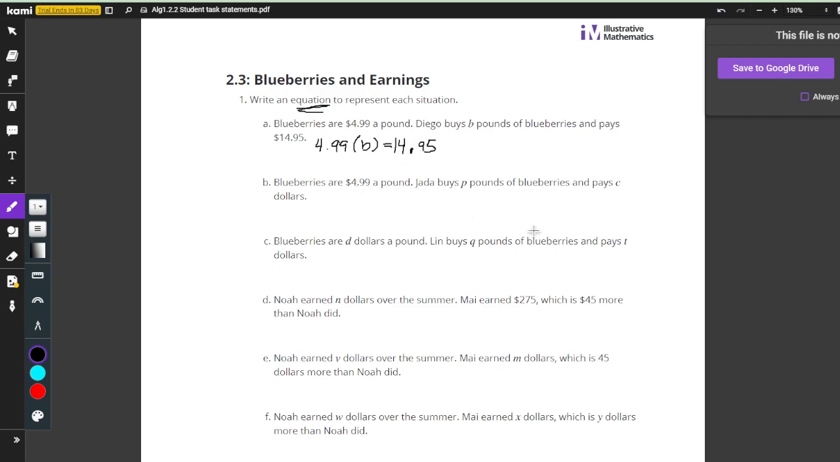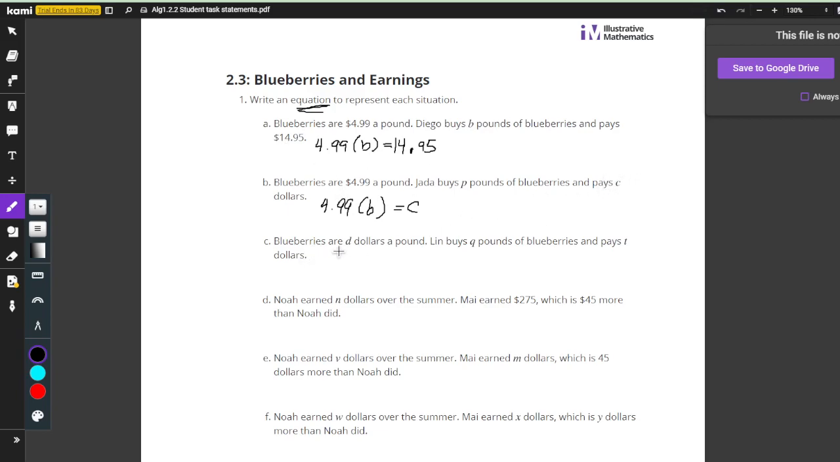Well, let's take a look at the next one. The next one states that blueberries are $4.99 a pound. Jada buys P pounds of blueberries and pays C dollars. Well, they just changed $14.95 to C. So we're using the same equation. Nothing changes. It says pounds and price per pound and how many pounds. So all they did was change $14.95 to C. So that means here what we're going to do is $4.99 times P, and that should equal C. Because easy peasy, this is basically the total.